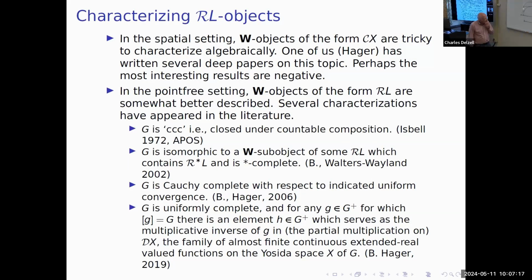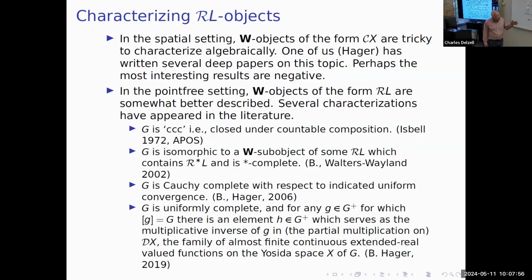So now I'd like to talk about the laundry list of characterizations in the literature of the R of L objects. Even in the spatial setting, this is a complicated issue. The question here is, what are the W objects of the form C of X for some X? And I don't know the answer to that. Tony has a number of papers which strike me as rather deep on this topic. My sense is that most of the interesting results in this direction are negative. Your first and second and third guesses are probably not quite right. It's a deep issue and one which has received some attention.